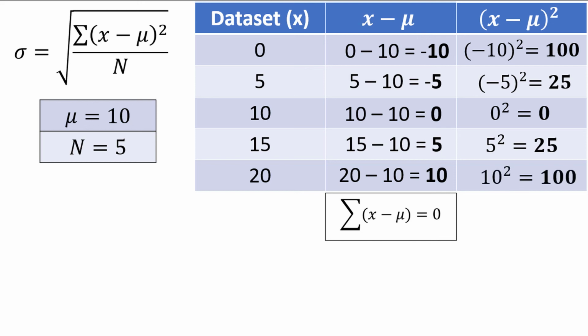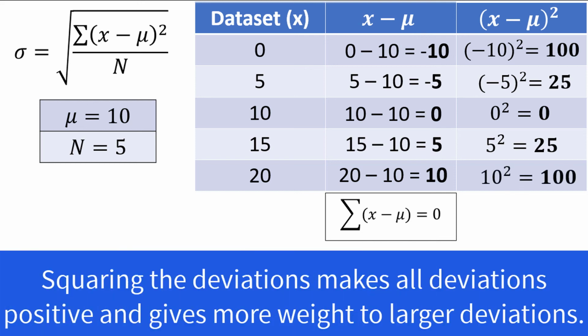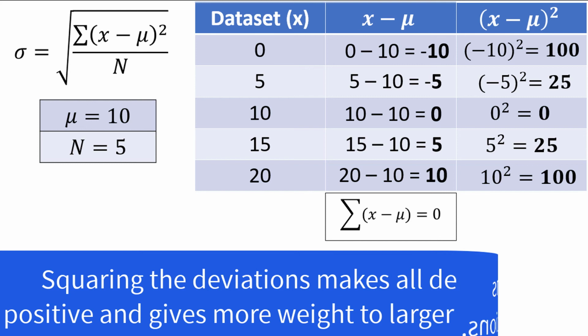Squaring the values does two things. Firstly, it makes all numbers positive, getting rid of the problem of negative numbers canceling the positive numbers. Secondly, it gives more weight to the numbers farther away from the mean, such as 0 and 20, which contribute 100 each to the squared distance from the mean.